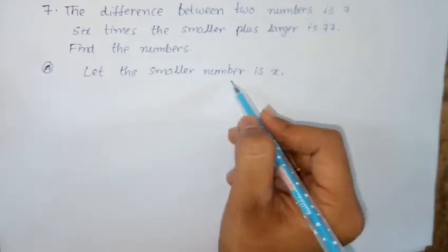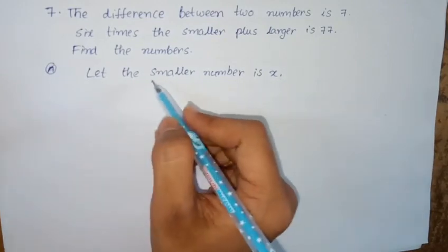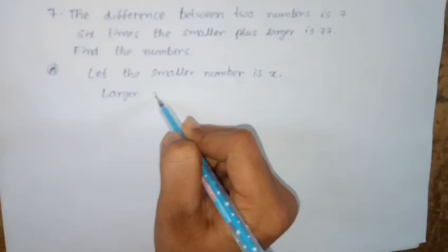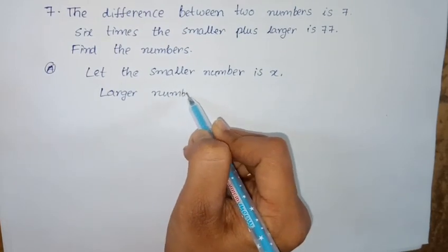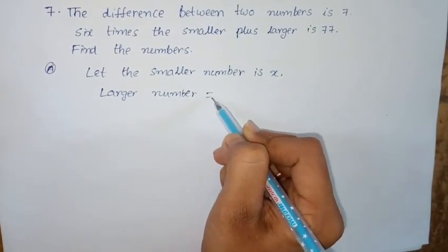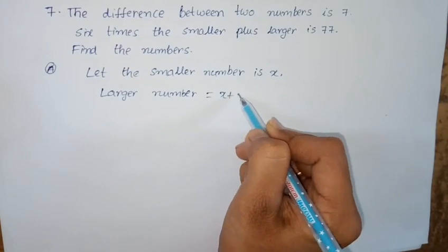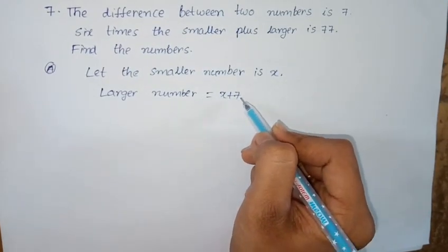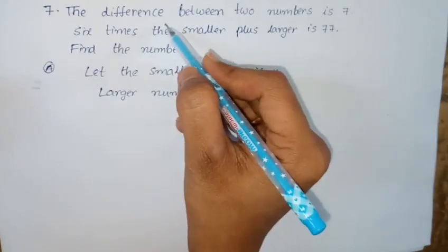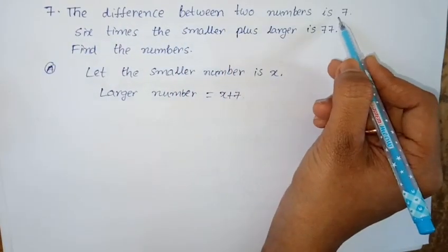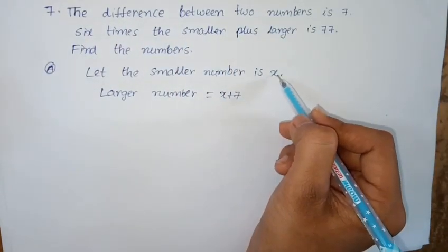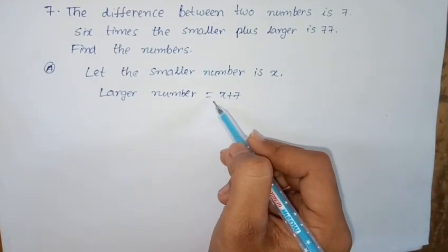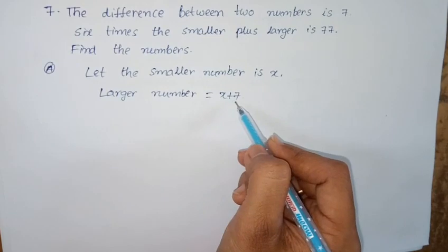So let the smaller number be x. Then the larger number is equal to x plus 7. Why? Because here, given the difference between two numbers is 7, for the larger number we should add plus 7. So larger number is equal to x plus 7.